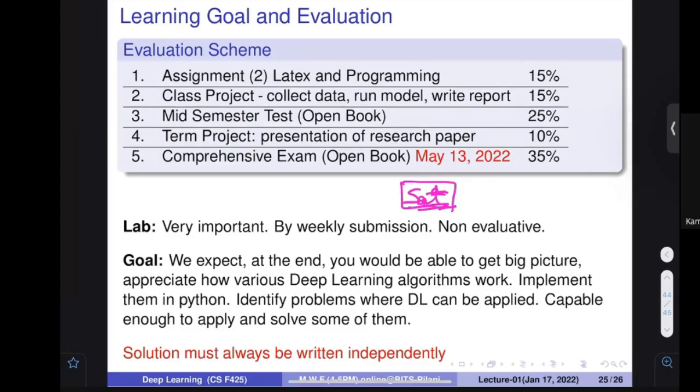But it should be of sufficient interest. It should be a good paper, because this should not be an escape route. You have to find a good paper only, so that everybody is interested and learning happens over there.